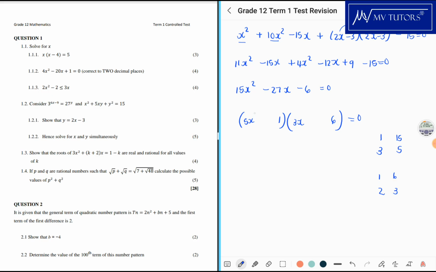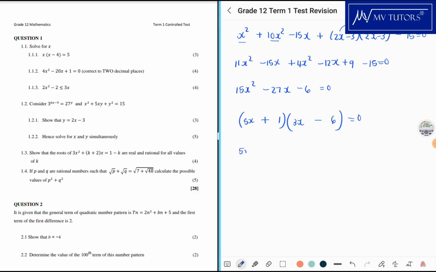Okay, and we can always check. If I multiply this, I'm going to get 15x squared, then 3x, then 30x. So I should put a negative 6 over there and a positive over here. Like I said, guys, it's always safe to use the quadratic formula, so please use that just to be safe. Okay, so there we go. We have our factorized values.